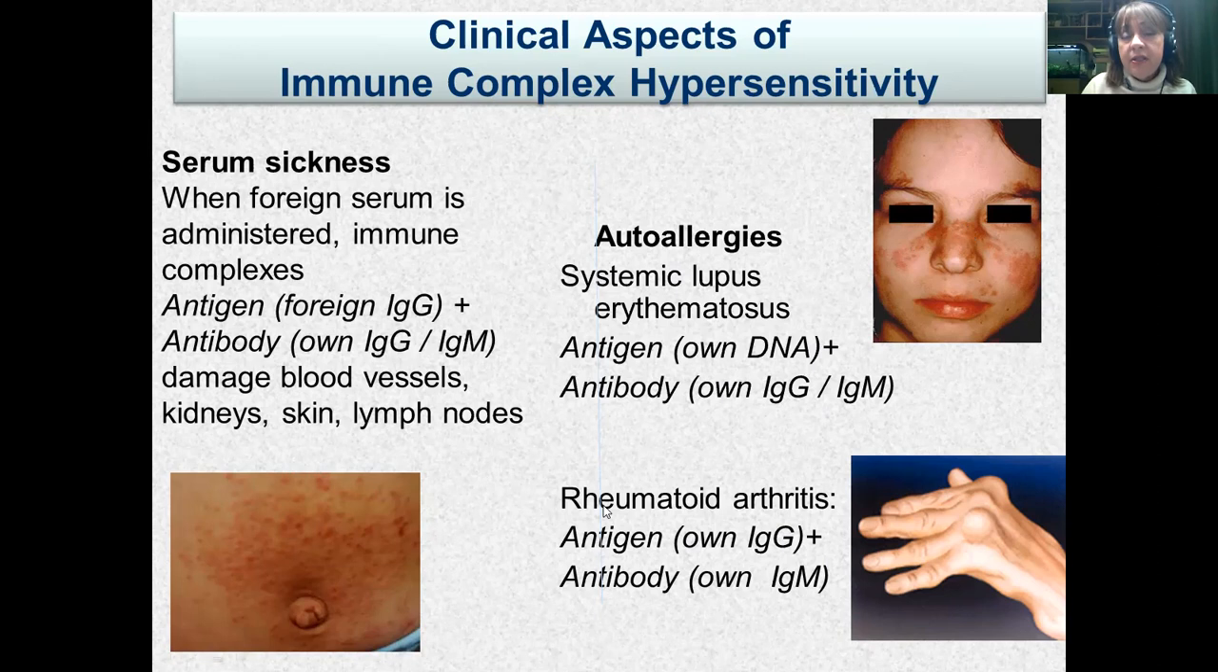And another interesting disease is rheumatoid arthritis. In some people, the immune system produces immunoglobulins M against their own immunoglobulins G. These immune complexes deposit in joints, and the sequence is the same: activation of the complement system and a chronic inflammatory process.